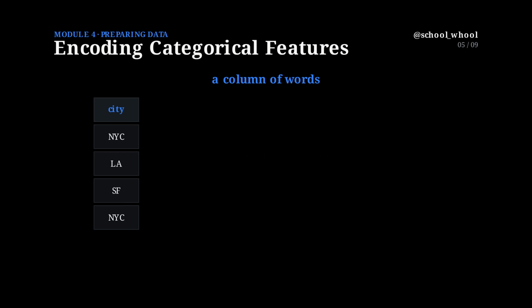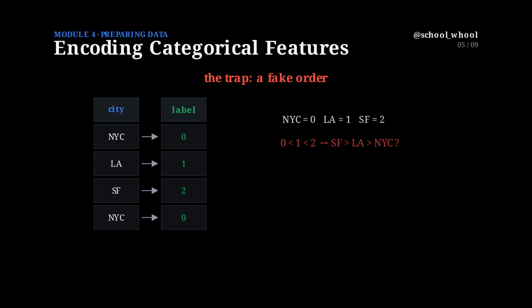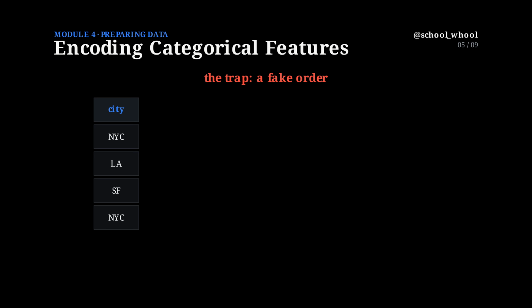The simplest idea is label encoding. Assign each city an integer. NYC becomes 0, LA 1, SF 2. Done, one tidy number column. But there's a trap. Those numbers imply an order and a magnitude that simply don't exist. The model now believes SF is greater than LA is greater than NYC, and even that SF is twice LA. Total nonsense for cities.